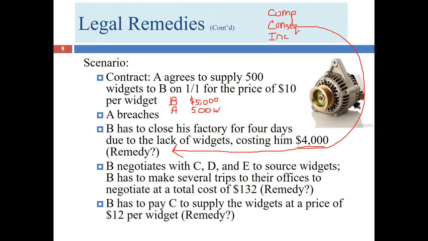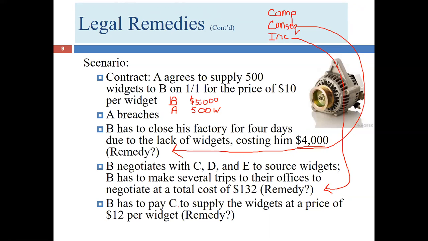B's had to close his factory. B negotiates with three other suppliers, Connie, David, and Elmer. And they all have widget factories. So he's trying to figure out, hey, where can I get my best widget deal now that Al has let me down? B has had to make several trips to their offices to negotiate. And the cost of all this transportation, maybe he's had to get an Uber, or maybe he's had gas money, whatever the reason for the expenses are, it's $132. Well, this sounds like an incidental situation. If it's an expense, usually going to fall under the incidental category.